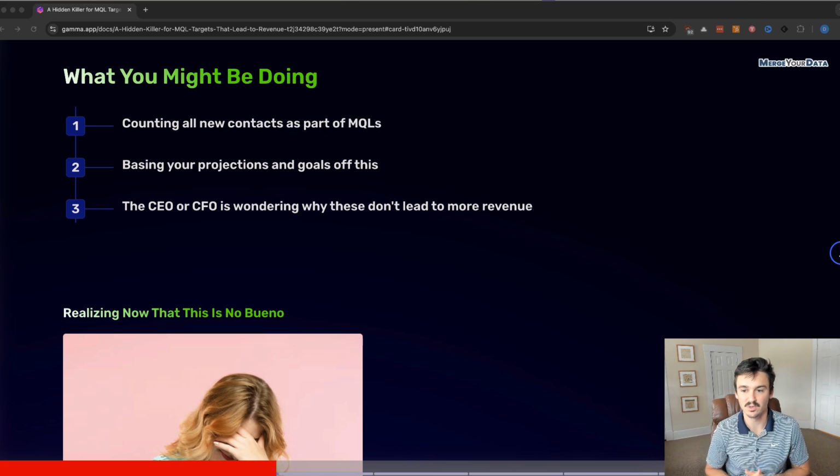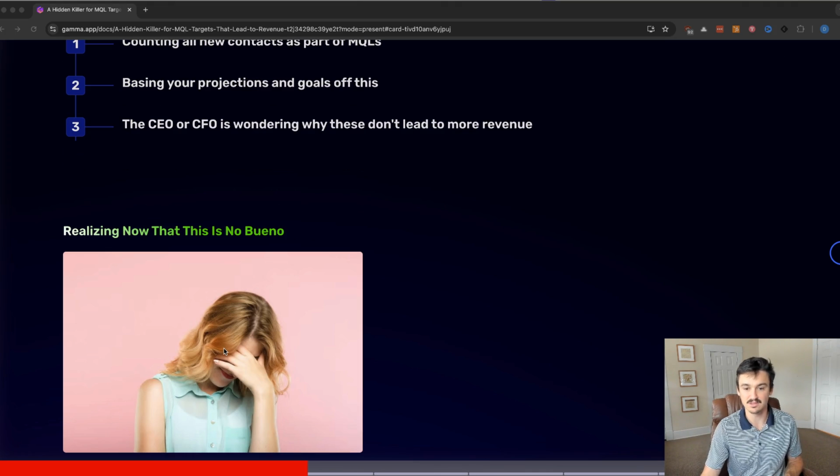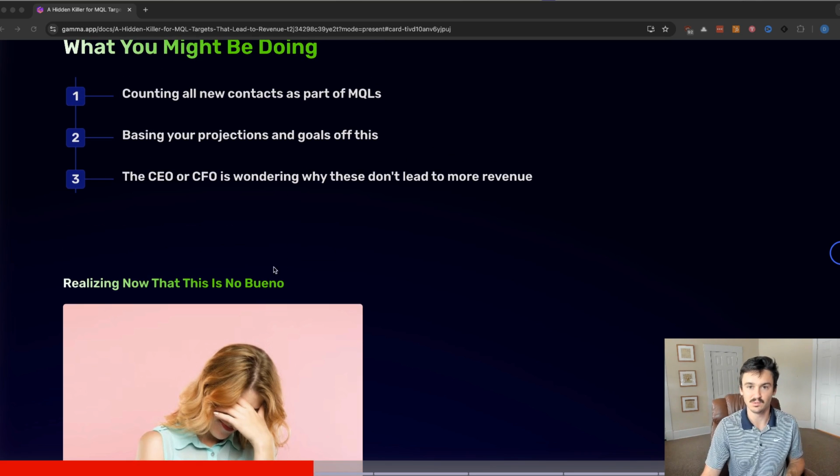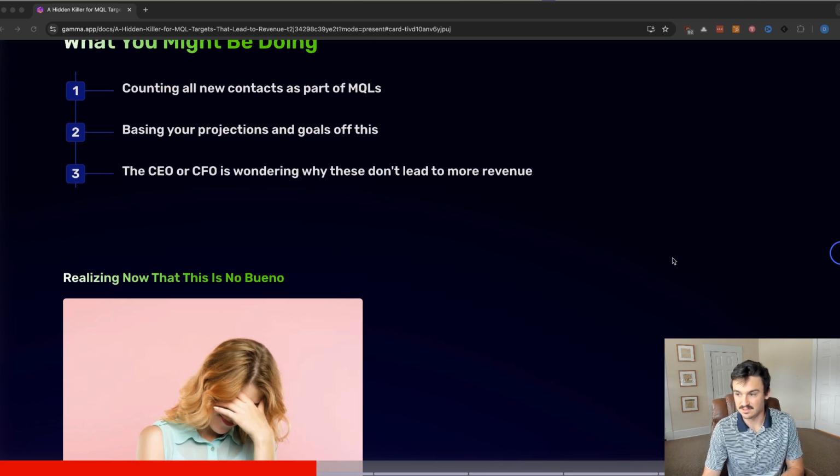Three, the CEO or CFO is wondering why these don't lead to more revenue. So this is tied to the first two. If you're setting MQL goals, they should be leading to a certain amount of revenue. It's a valid question. Why are we setting these targets, or why are these measurements not leading to results? Why are we measuring it if it's not leading to a result? If your MQLs are a meaningless metric, it's because you are measuring it wrong, not because having a goal of MQLs is useless. So this might be you right now, realizing that this is not a good situation, but it's okay because you have the data and we're going to solve it. So let's go to the next slide.